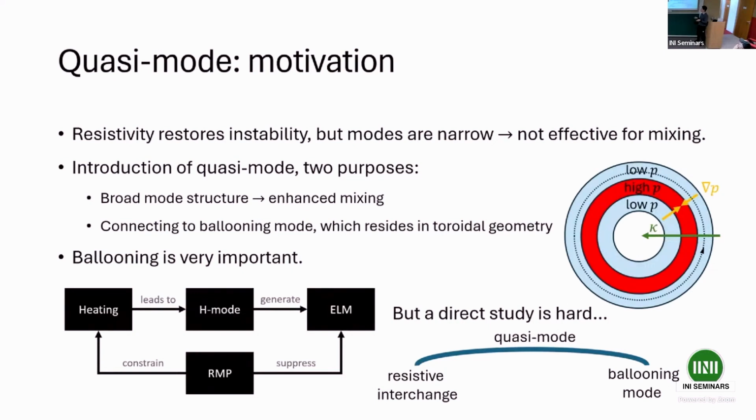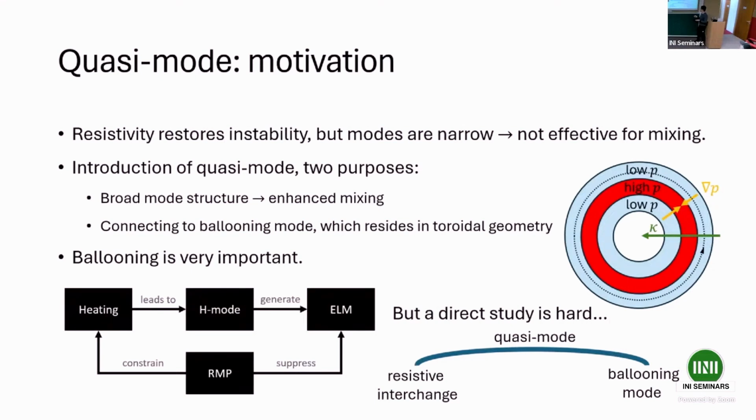The reason why we want to study ballooning is simple: it's very important. It's a very possible candidate for the cause of the edge localized mode, which can lead to severe damage to the first wall of the tokamak. There are very mature studies on the linear theory of the ballooning mode. But if you want to study something more complicated, for example, how a stochastic magnetic field affects the ballooning mode, it could be simpler in a tokamak, but in a stellarator, doing a direct study is very difficult.